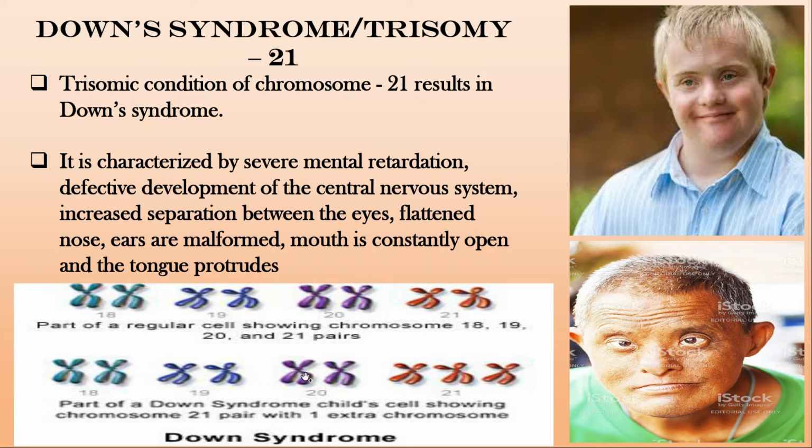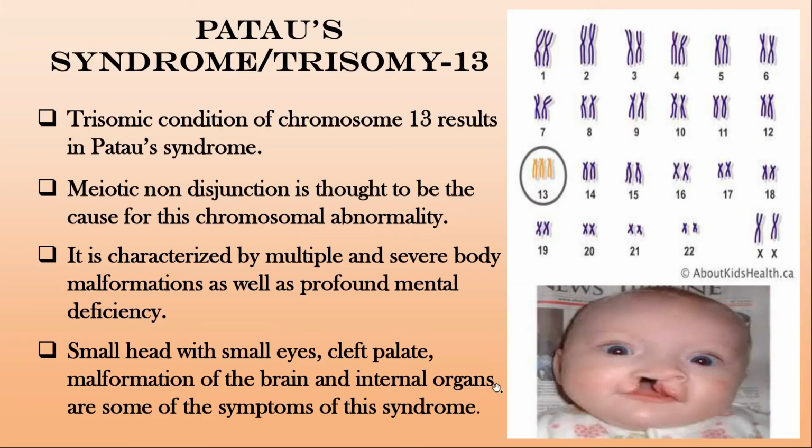Down syndrome or trisomy 21. That is, the 21st chromosome will have 3 copies. Instead of a pair of chromosomes, one chromosome will be extra. So the trisomic condition of chromosome 21 results in Down syndrome. It is characterized by severe mental retardation, defective development of the central nervous system, and increased separation between the eyes. You can see the space between the eyes, flattened nose, malformed ears, mouth constantly open and tongue protruding. See here, the 21st pair will have 3 chromosomes in Down syndrome.